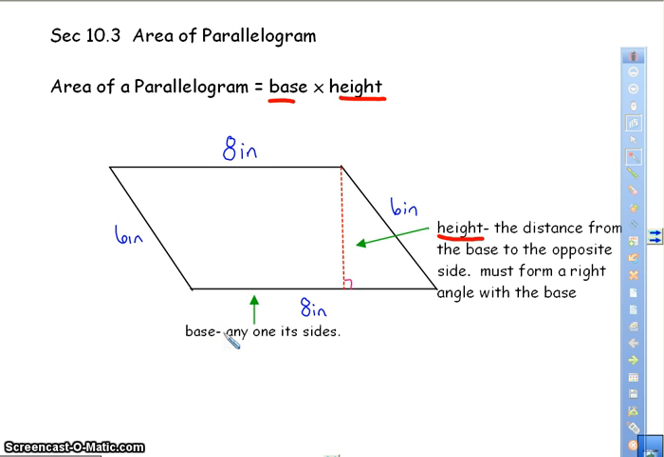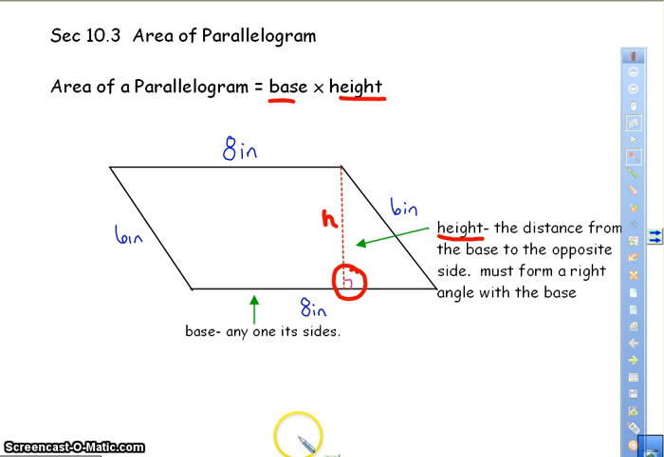So looking at your problems tonight, when you see your right angle, that's going to tell you, first of all, what the height is. This is my height. And it tells you what the base would have to be, because you cannot use a base that does not have a height that corresponds with it. Once again, your height is going to form a 90-degree angle with your base, and it's usually going to drop straight down.